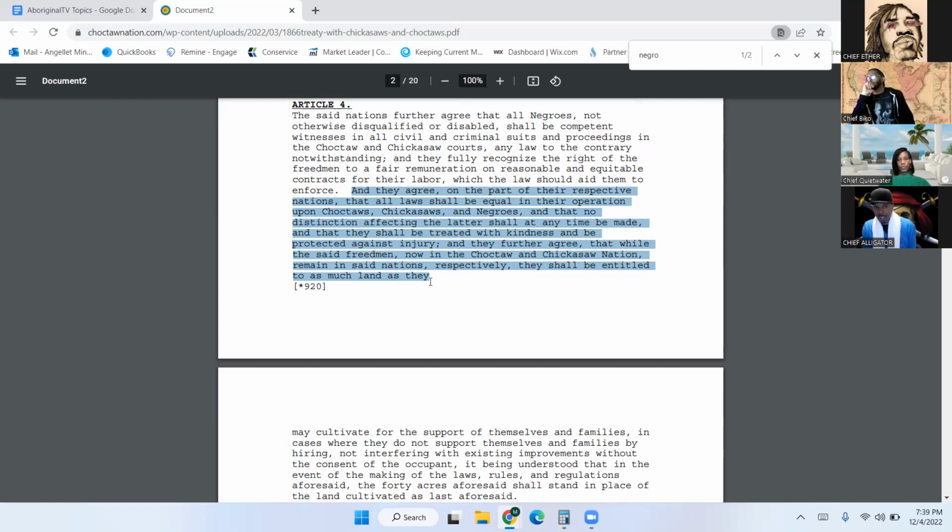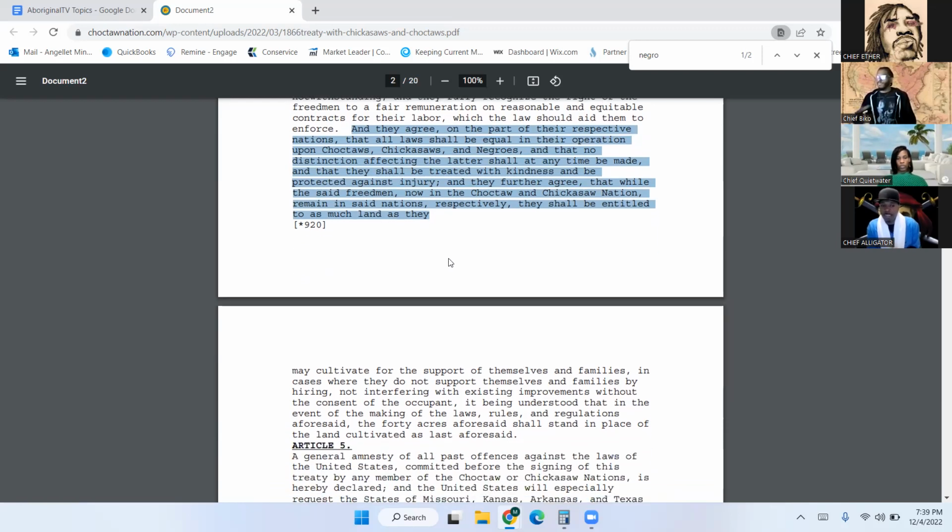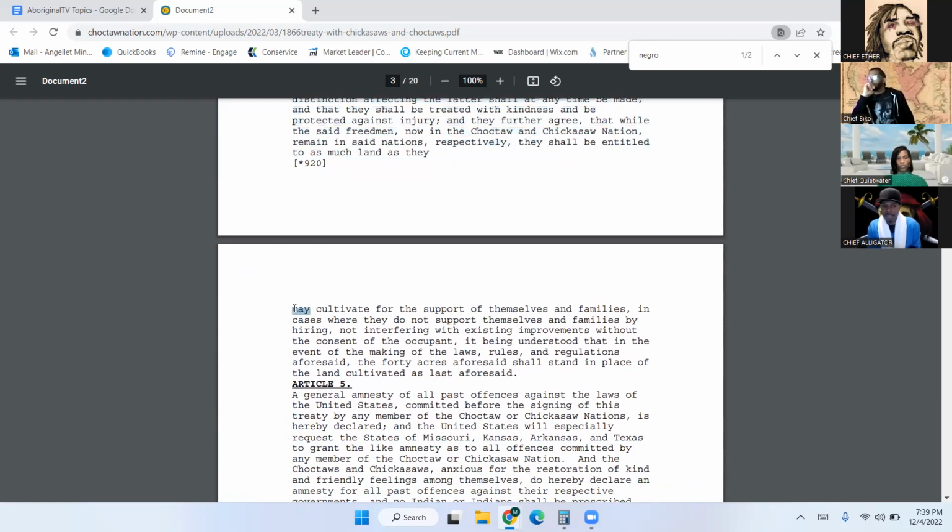And they further agree that while the said freedmen, different group of people, this is the European that's paid off his debt to be on this land and now have liberty, and the said freedmen now in the Choctaw and Chickasaw Nation remain in said nations respectively, they shall be entitled to as much land as they may cultivate for the support of themselves and families in cases where they do not support themselves and families by hiring, not interfering with existing improvements without the consent of the occupant, it being understood that in the event of the making of the laws, rules, and regulations aforesaid, the 40 acres aforesaid shall stand in the place of the land cultivated as last aforesaid. Deconstruct that.